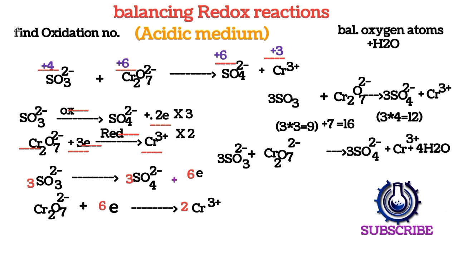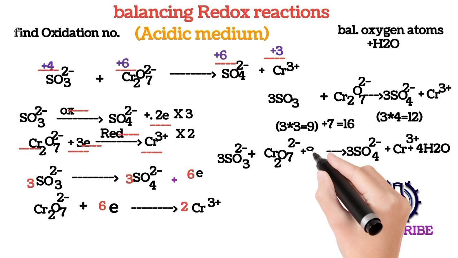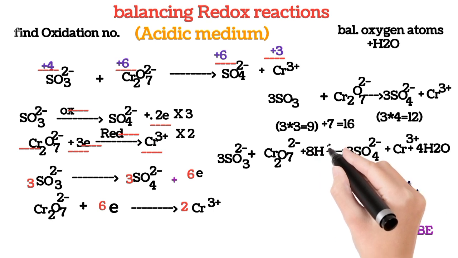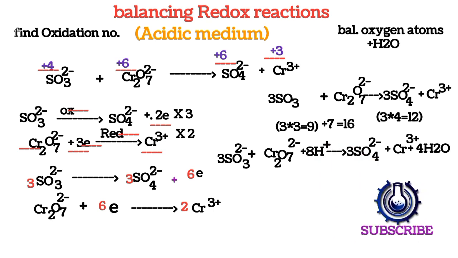But that has brought an excess of 8 atoms of hydrogen. We'll balance that by adding what? 8 hydrogen ions on the left hand side, and that is what makes it an acidic medium. So when I add 4 atoms of hydrogen on the right hand side, I balance with 8 on the left.